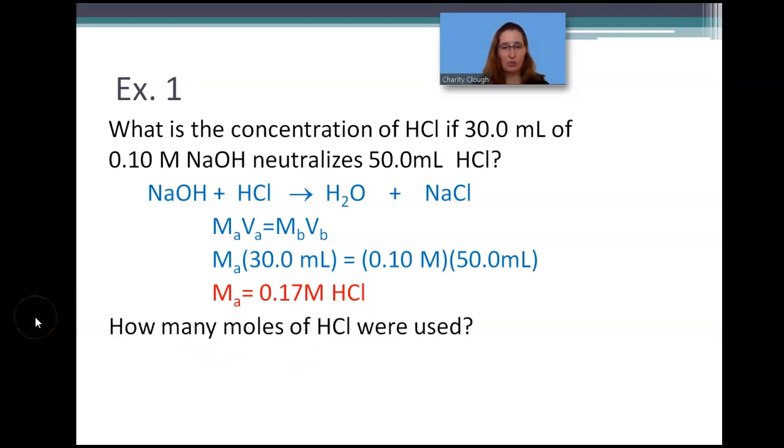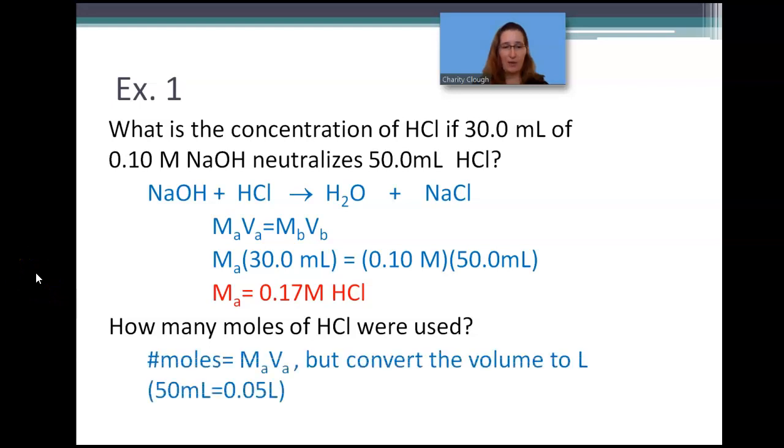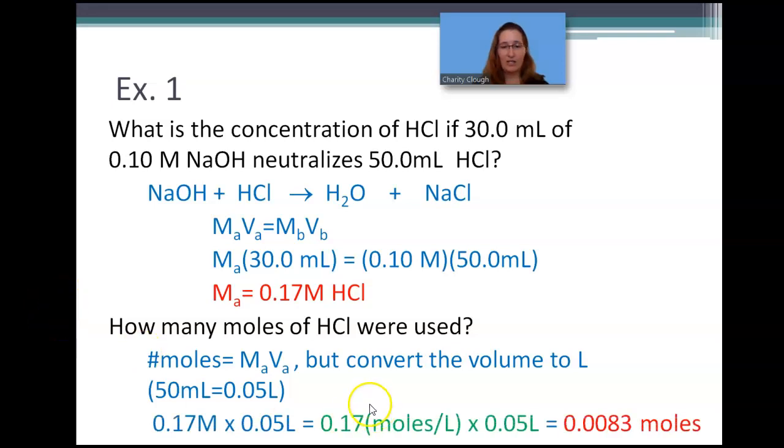So how many moles were used? Now, what I said before is if I multiply the molarity and the volume together, I'm going to end up with a number of moles. So I'll show you how that works. It is important that you use the volume here in liters, since molarity is in moles per liter. So I'm going to multiply those two together, and when I do, the 0.17 in molarity is in moles per liter. If the volume is in liters, then the liters cancel out, and you get moles as your answer.